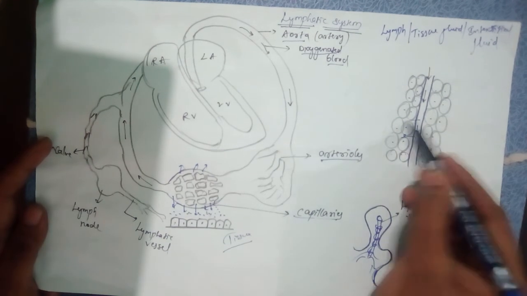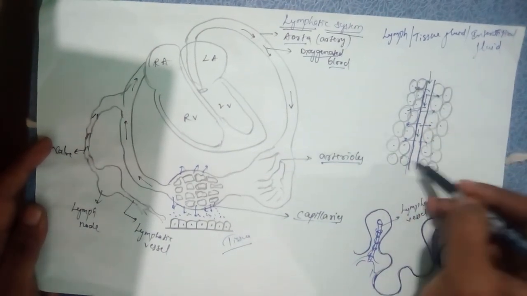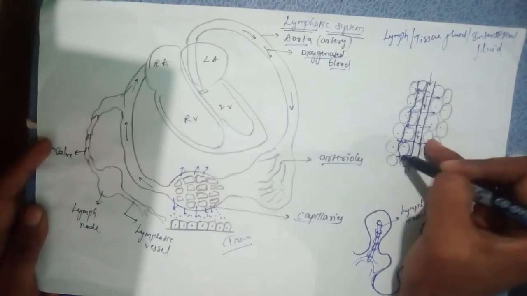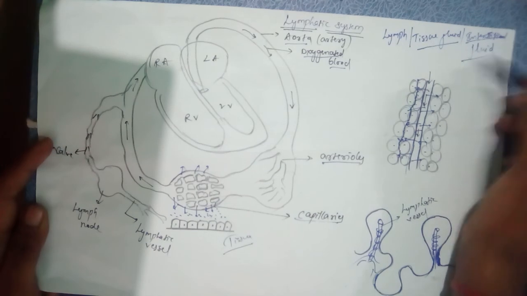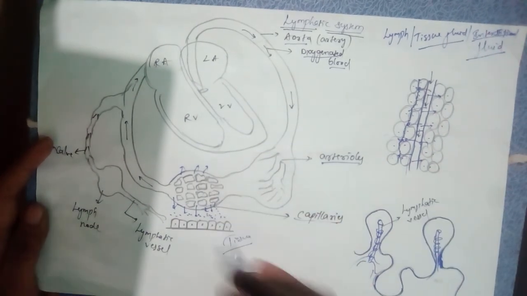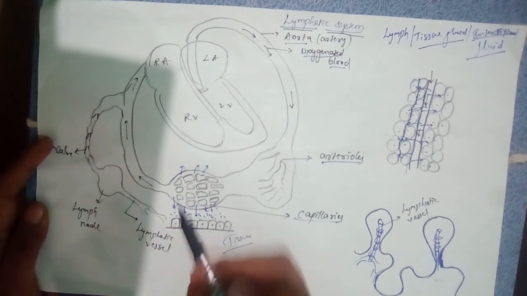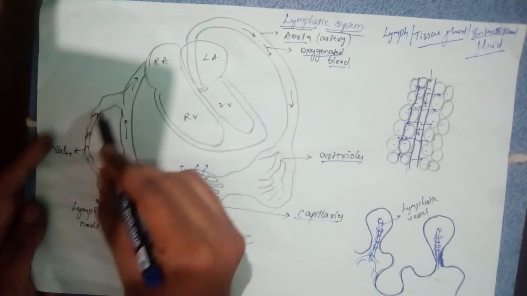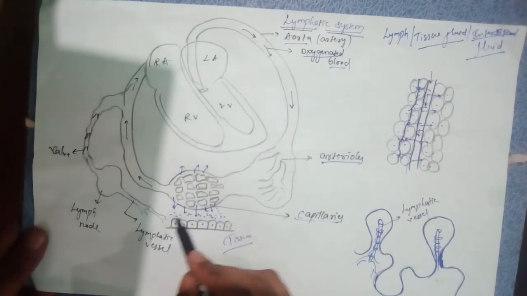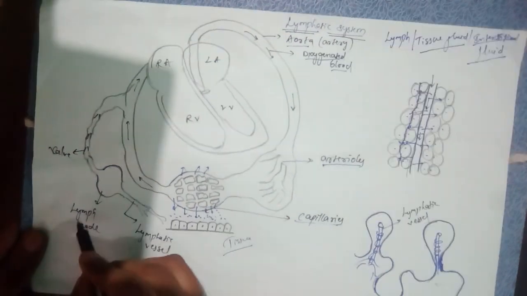As the fluid leaks out of the blood vessel, it accumulates in between the cells, that is, in between the tissue. So it is also called tissue fluid. Because it is in between the cells, it is also called interstitial fluid. Because of continuous leakage, the blood pressure decreases in the blood vessel. To maintain that pressure, this fluid has to return to the main blood vessel, right? During returning to the main blood vessel, it has to pass through this node. This node is called the lymph node.